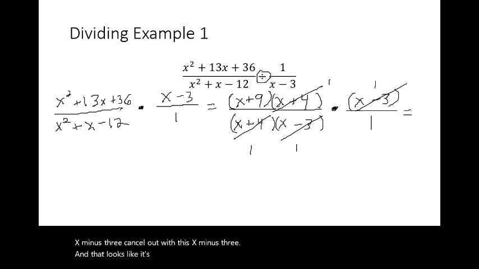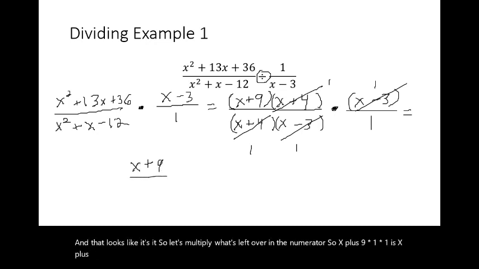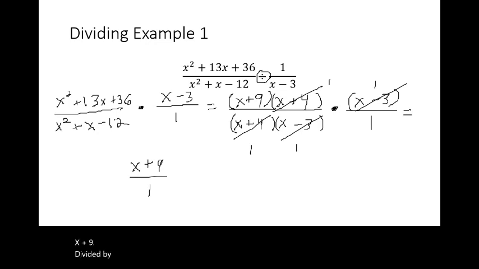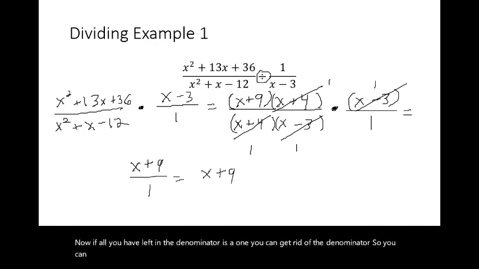So let's multiply what's left over in the numerator. So x plus 9 times 1 is x plus 9. Divided by 1 times 1 is 1. Now, if all you have left in the denominator is a 1, you can get rid of the denominator, so you can just write your final answer as x plus 9.